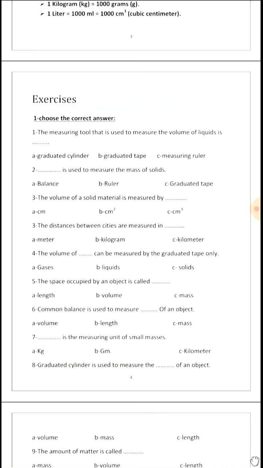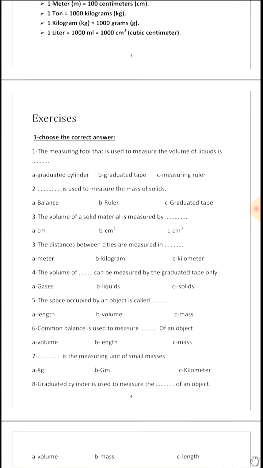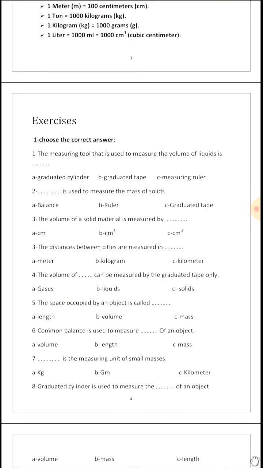Number 2. Balance is used to measure the mass of solids. I can use balance to measure the mass of solids. Excellent. Number 3. Volume of a solid material is measured by cubic centimeter. The answer will be number C. The distance between cities are measured in kilometer. Excellent. Number 4. The volume of liquids can be measured by graduated tape only.